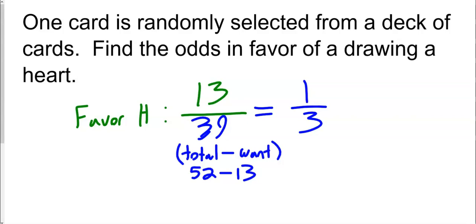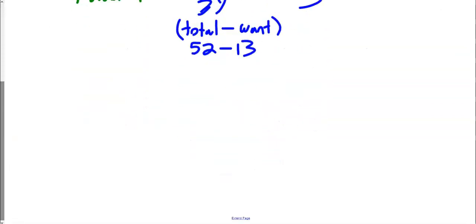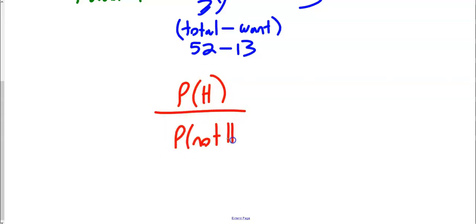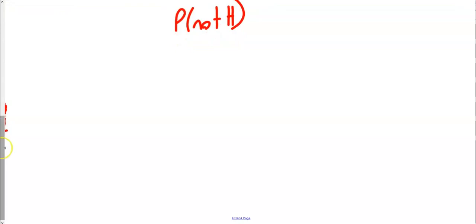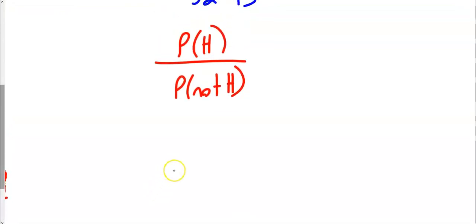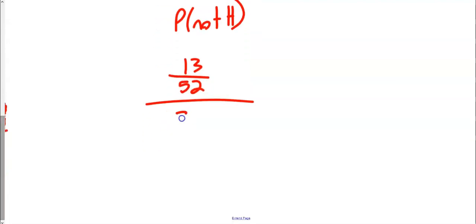Now, let me show you the probability way, which again, it's just silly if you just think about what we're doing. Okay? So they want the probability of a heart over the probability of not a heart. So, what's the probability of a heart? Well, that's 13 out of 52. What's the probability of not a heart? Well, there are 39 cards that are not a heart.